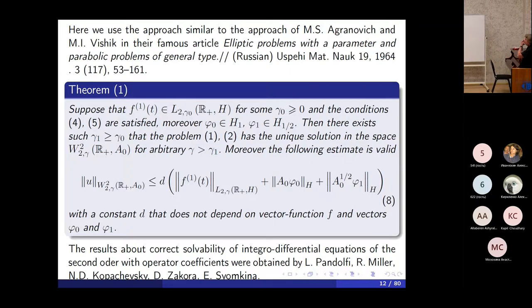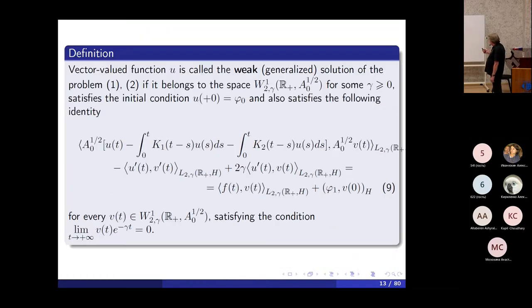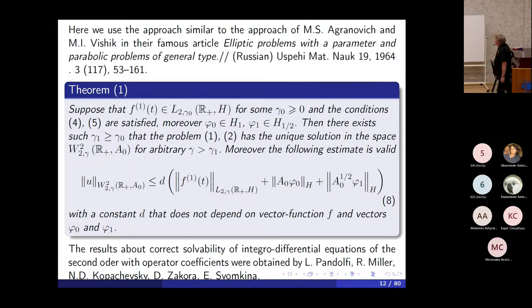And so, the first result is a result about correct solvability of our problem and existence of a strong solution. Let us suppose that not function 5, but its first derivative belongs to the space L2, then we have the following estimate 8. And here you see several references. Of course, I have much time, 45 minutes, but it's impossible to speak about the real proofs.